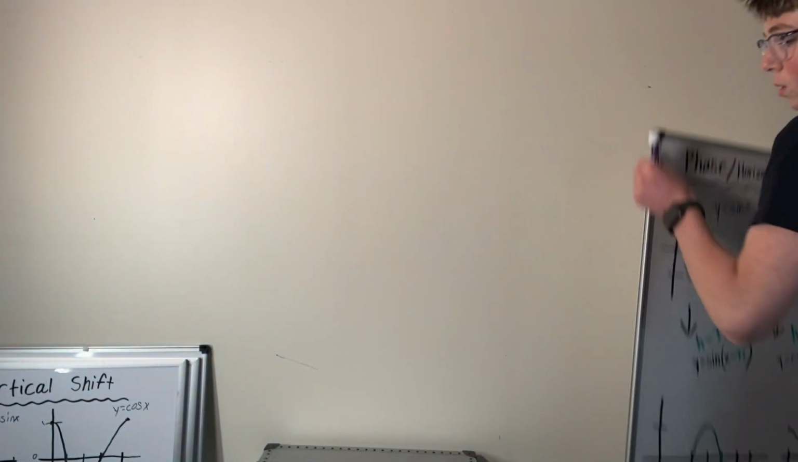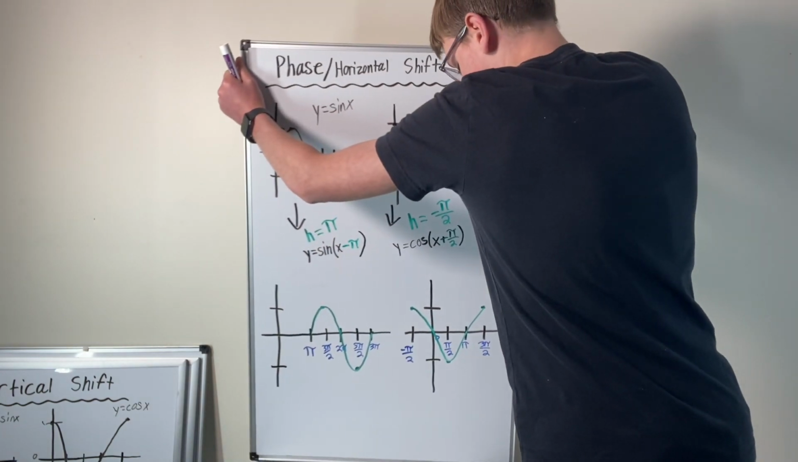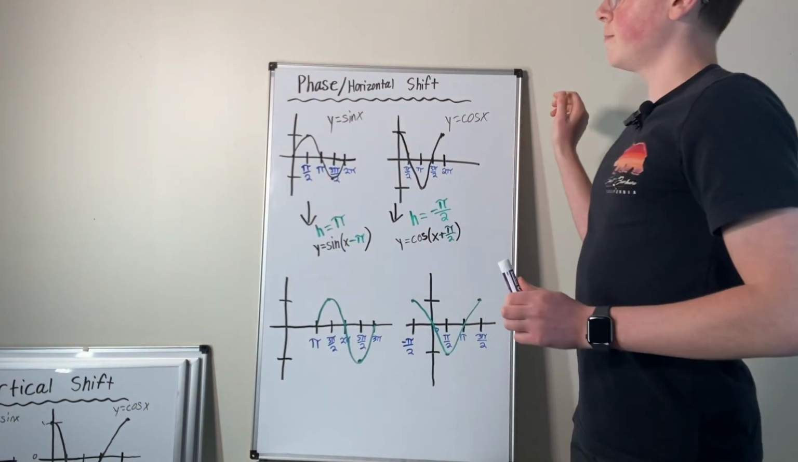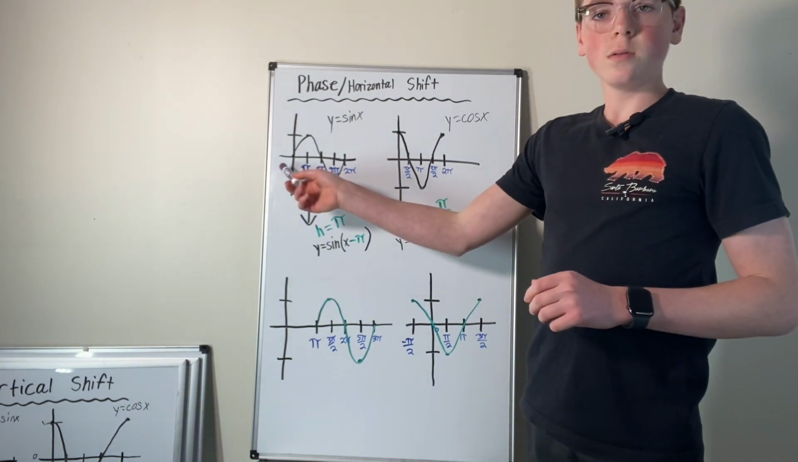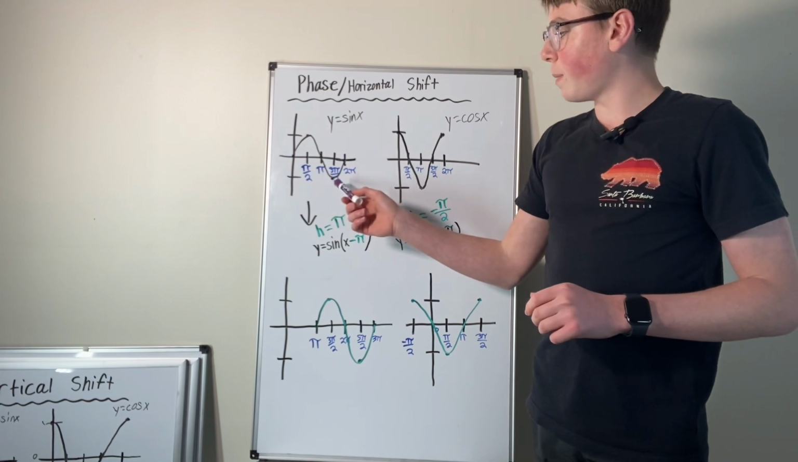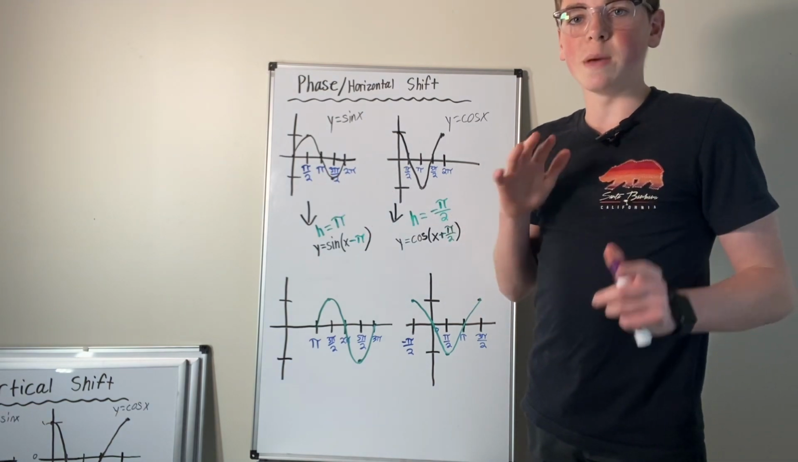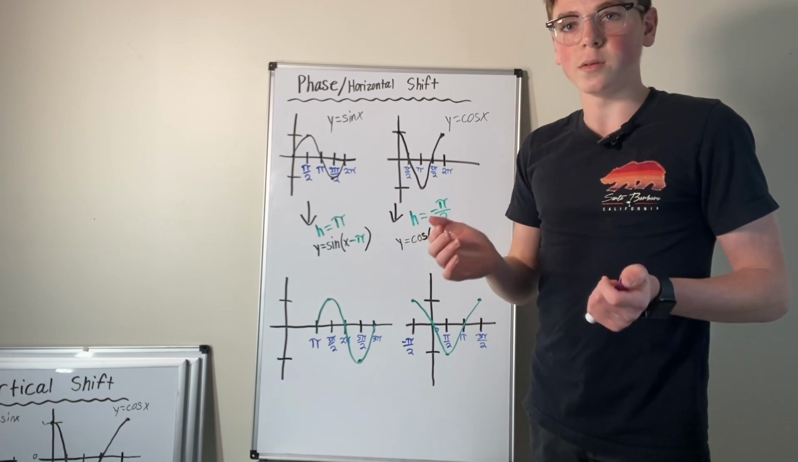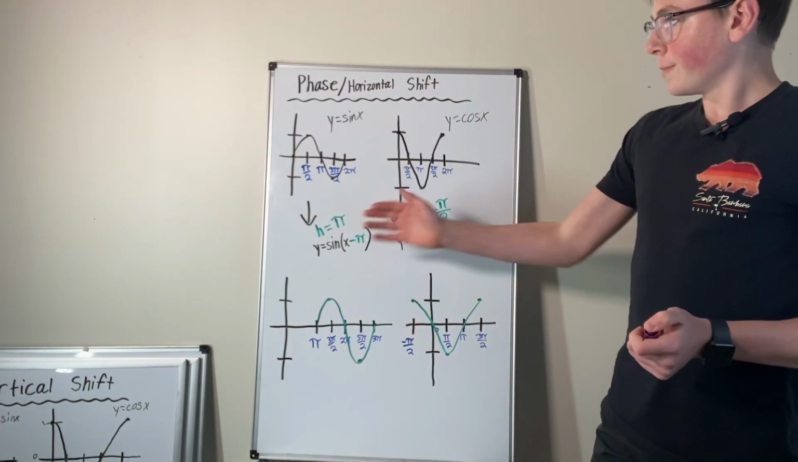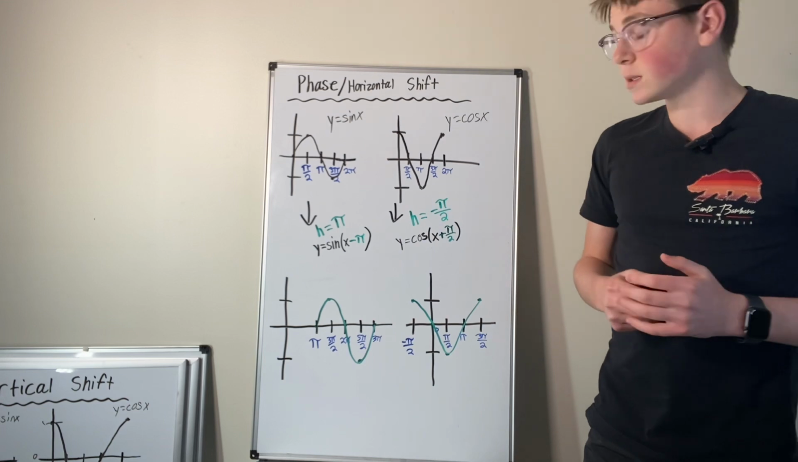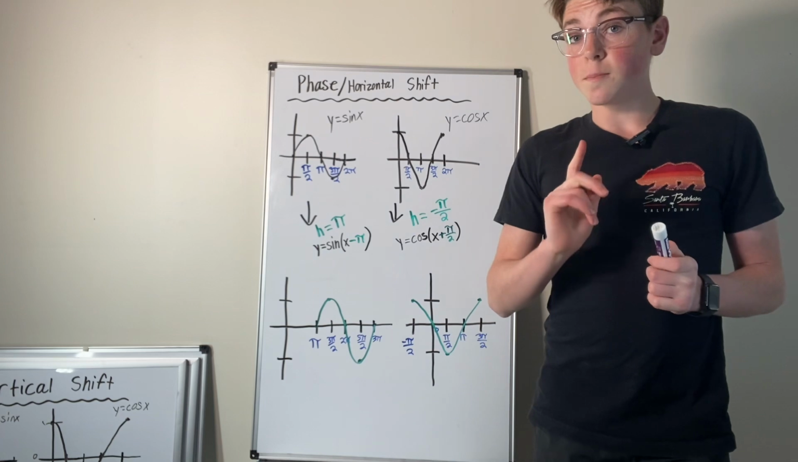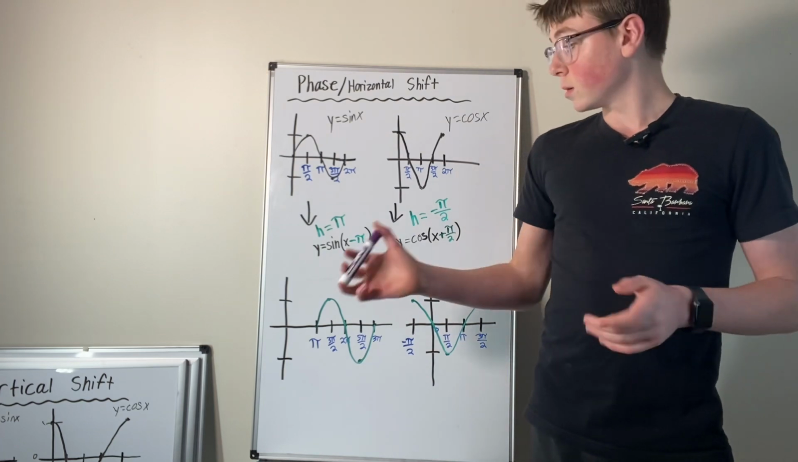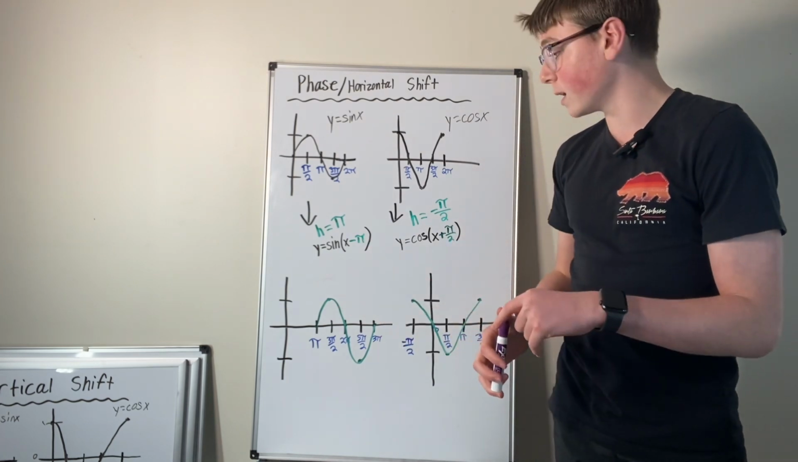Now let's talk about phase shifts, also known as horizontal shifts. This is our h value. If we have y equals sine x and y equals cosine x, they always go 0, then pi over 2, then pi, then 3 pi over 2, then 2 pi, because those are our big 5 points on a unit circle. Now, if we say our h is pi, then we have y equals sine of x minus h. Remember, it's a minus h in there, so it's minus pi.